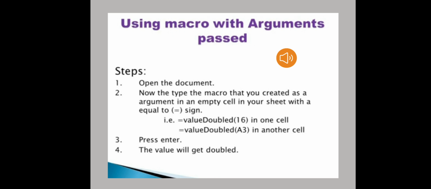Using a macro with arguments passed. Steps are over here. Firstly, open the document. Now type the macro that you created, with an argument, in an empty cell in your sheet with an equals sign, that is, equals the macro with value 16 in one cell, and equals the macro with D3 in another cell. Then press the Enter key. The value will be doubled.